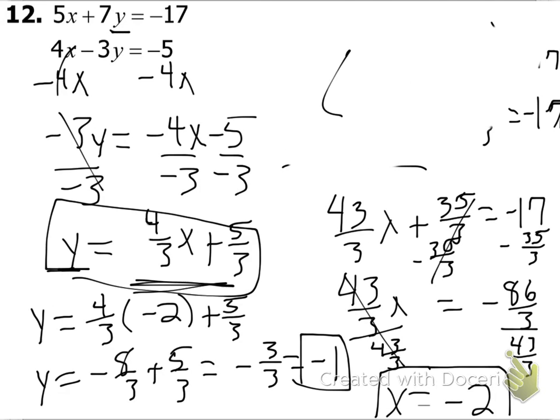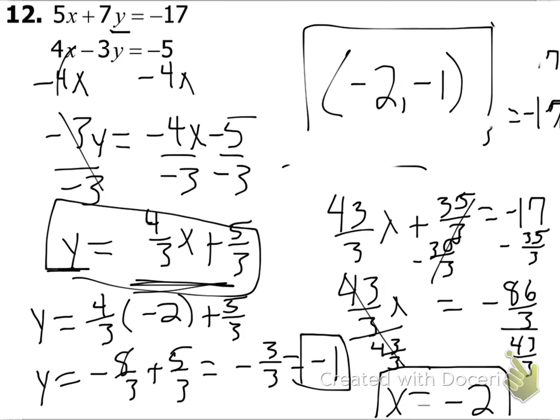So let's write our answer up here. What do we get for our answer? Negative 2, comma, negative 1. There is my ordered pair, my solution. Any questions on number 12? Any questions on any of these notes we just took? Follow the steps that are on your paper.